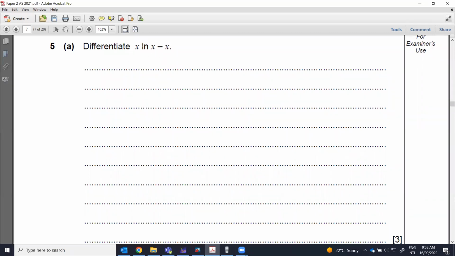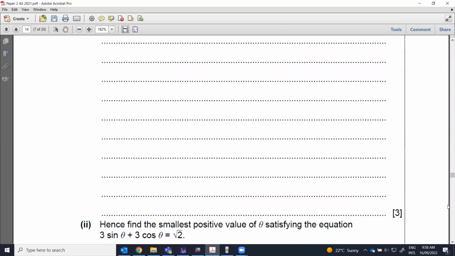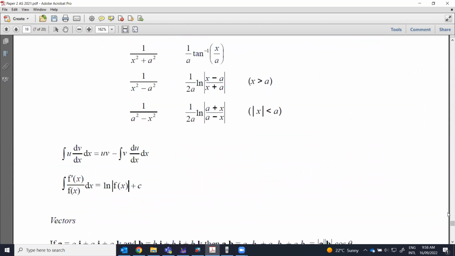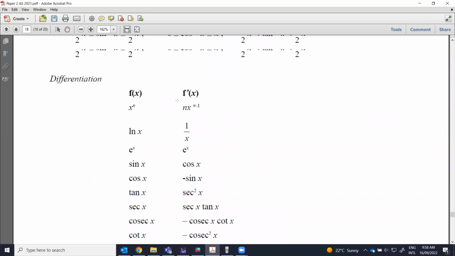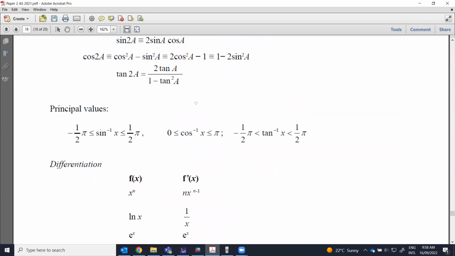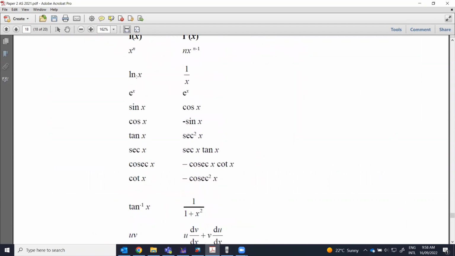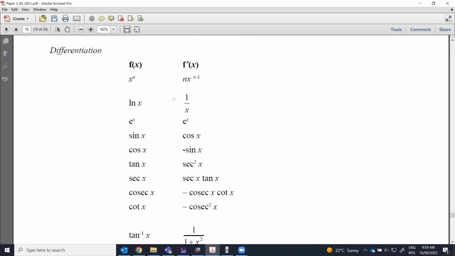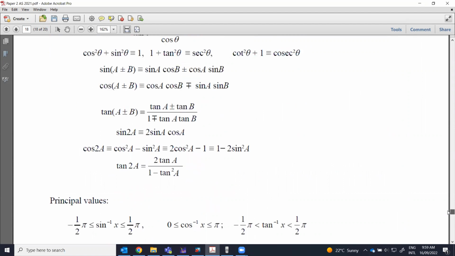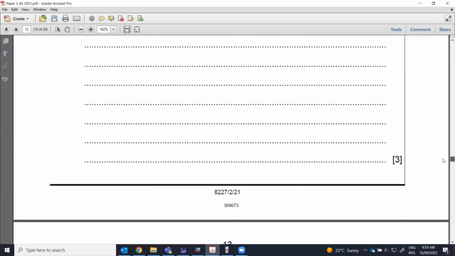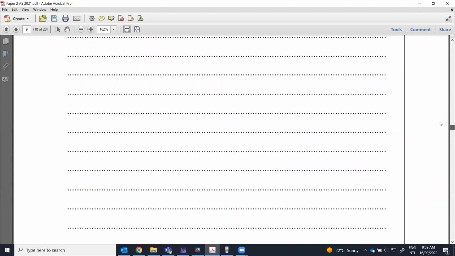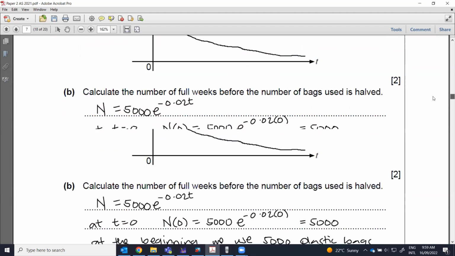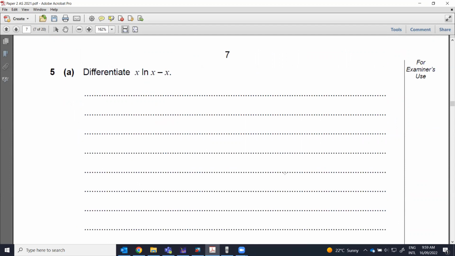And these derivatives, like ln of x, are all at the back. So let me just quickly scroll there in case you forget. So these are our derivatives. Here, like ln of x, if you can't remember what its derivative is, it's 1 over x. So you have a table of derivatives that you can refer to. But it's always good to know without having to refer, and then refer just as a backup.